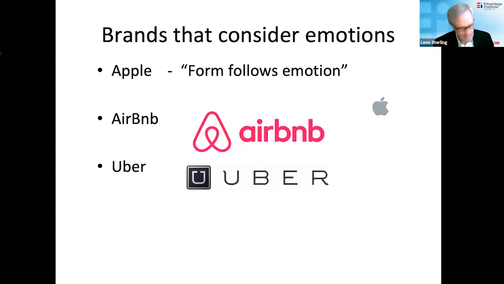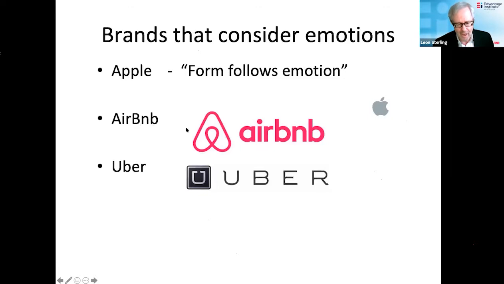They do that all the way from the packaging to the design of the stores. It's not an accident. Apple wants you to have a positive experience, and that shows. I'm not going to talk more about it, but they are definitely a company which considers emotions in your interactions with the company. So that's one example.